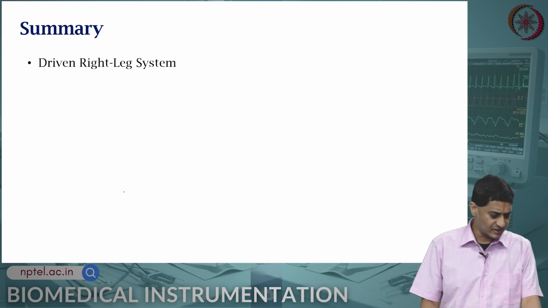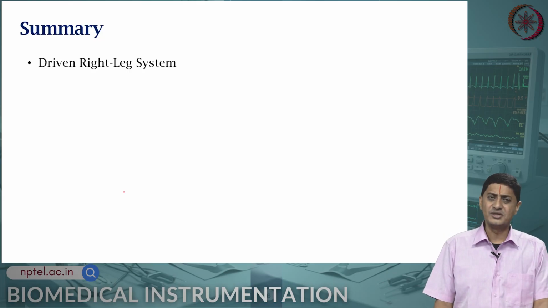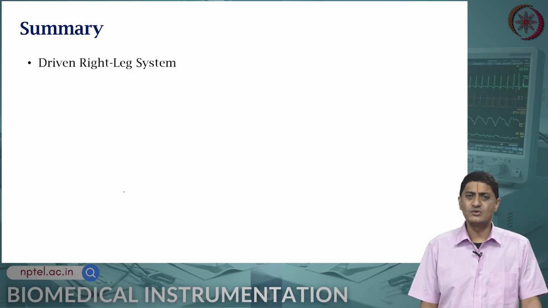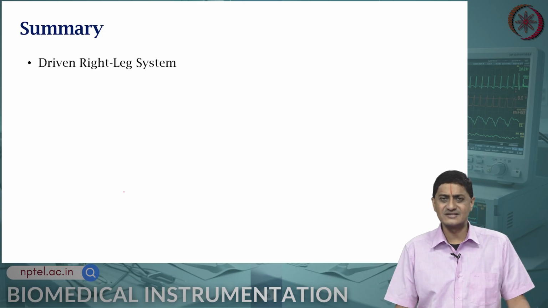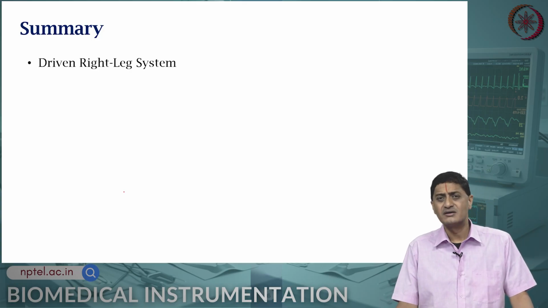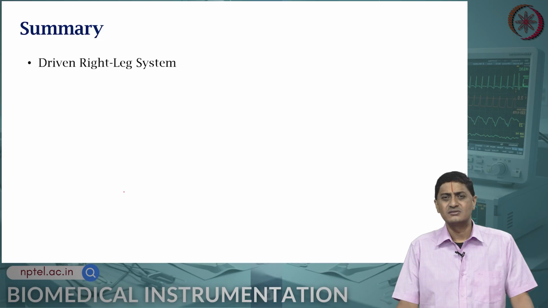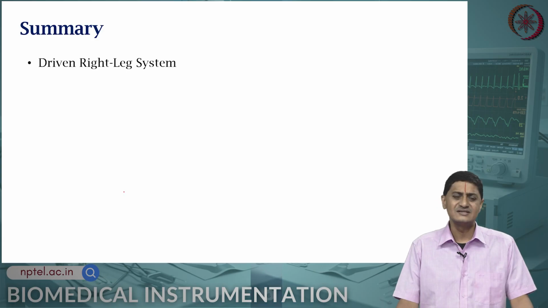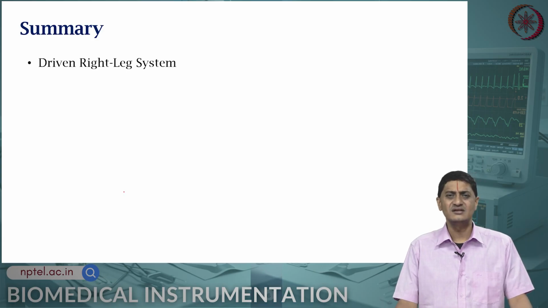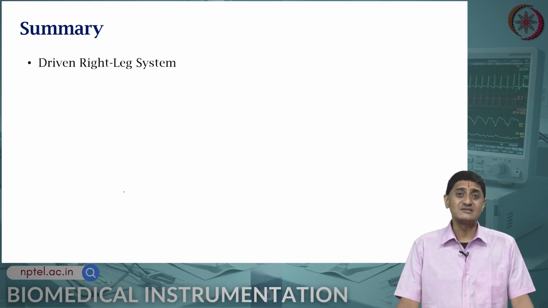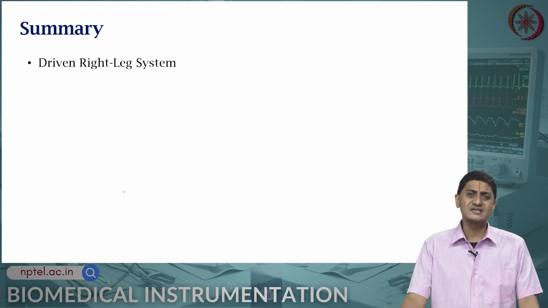So, with this we come to the end of this video. In this video, we looked at the driven right leg system, a form of feedback that is used to improve the signal to noise ratio in the ECG system. With this we end this video, and with this we end the week 6 content.